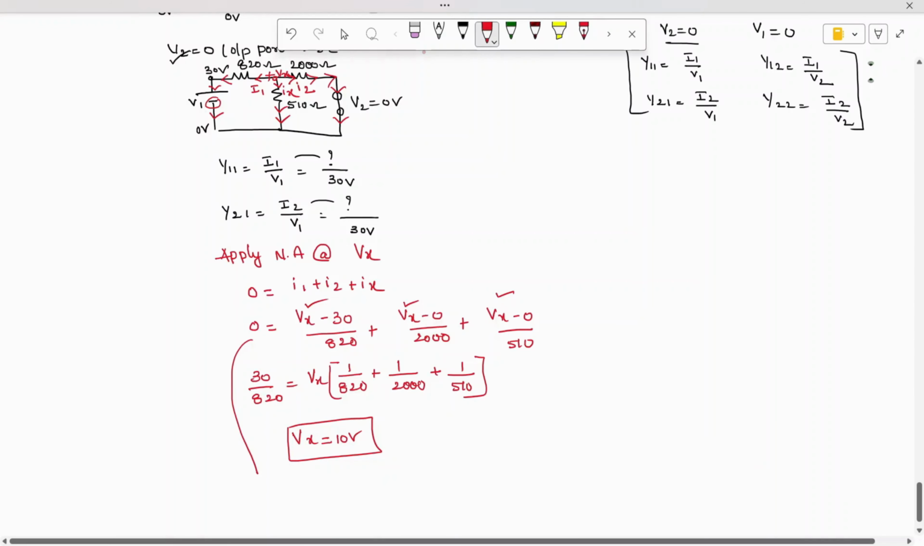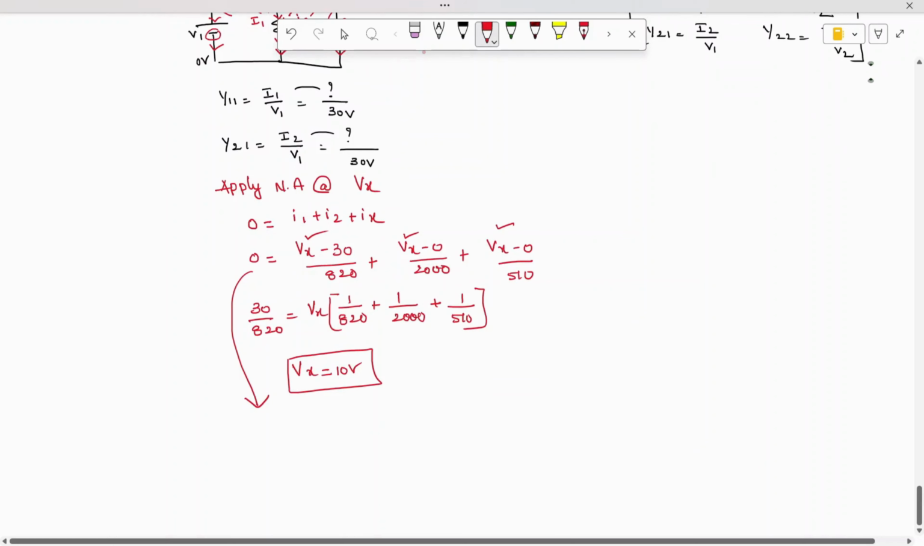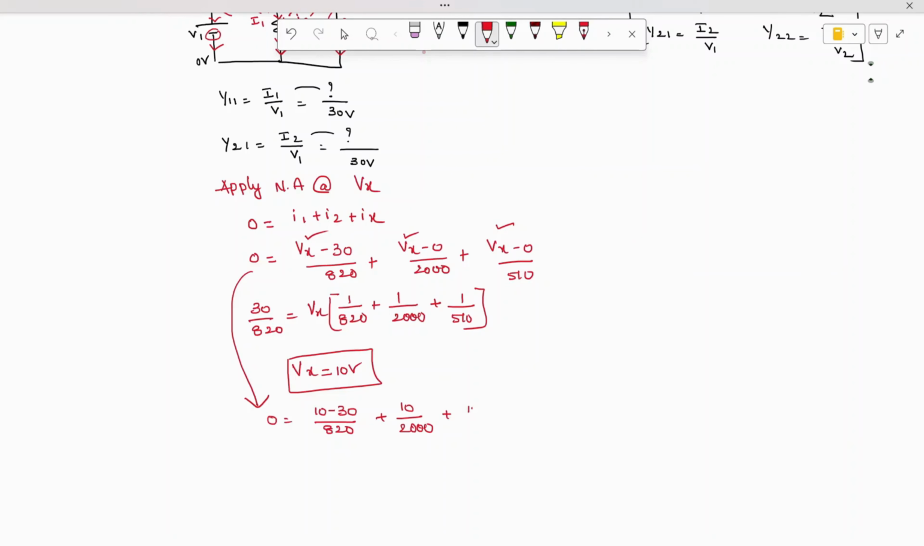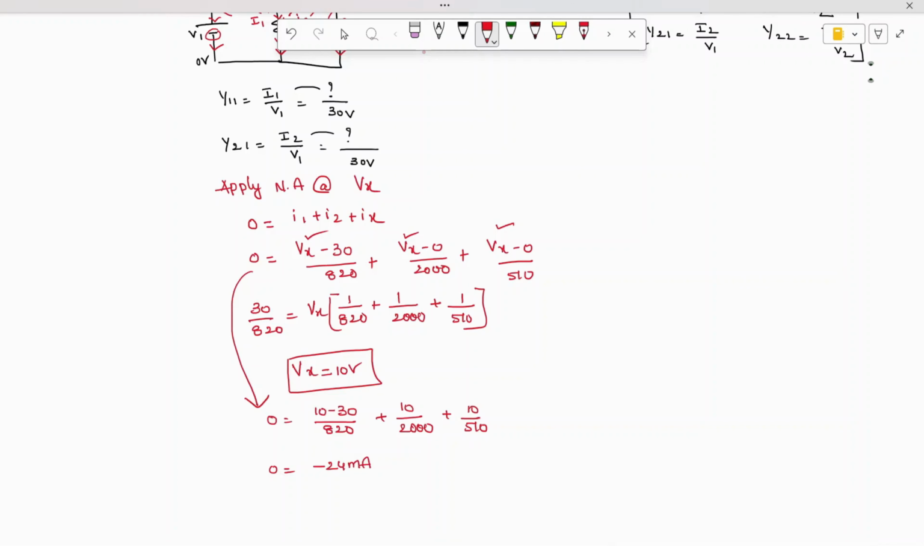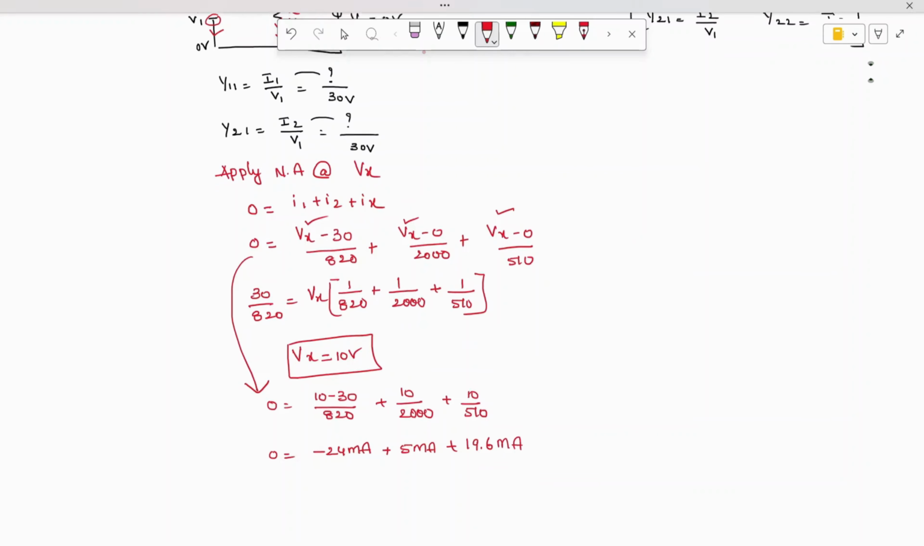Just substitute this Vx is equal to 10. Okay, so when you substitute, 0 is equal to 10 minus 30 divided by 820 plus Vx is how much? 10 divided by 2000 plus 10 divided by 510. So 0 is equal to, you're going to get minus 24 milliampere plus 5 milliampere plus 19.6 milliampere. When you add this, then you're going to get this resultant.